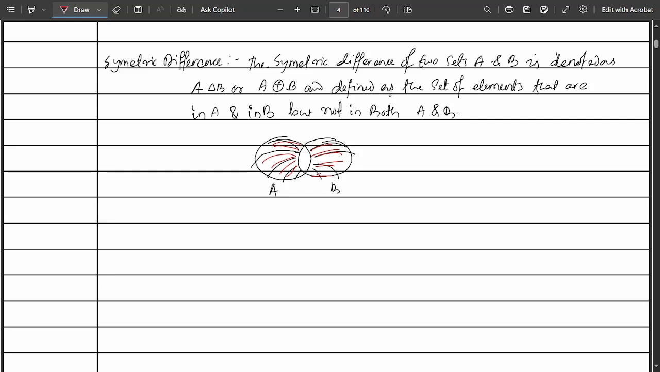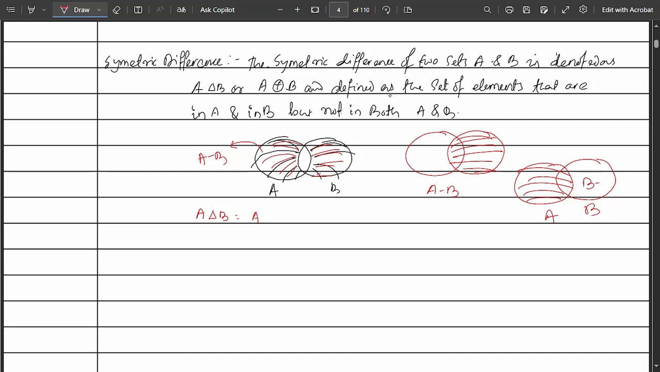So if we write this mathematically, how will we write it? A delta B equals, this part will be A difference B. We know that if I remove B from A, okay, this part is A difference B, and if I remove A from B, then this part will be B difference A.